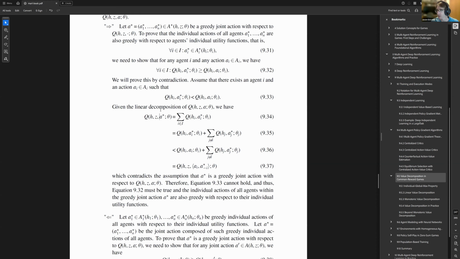So does that make sense to everyone? We have linear decomposition, at least in this direction of the proof, that having the maximizing joint action also implies we know the individual action inputs that maximize the individual utility functions.